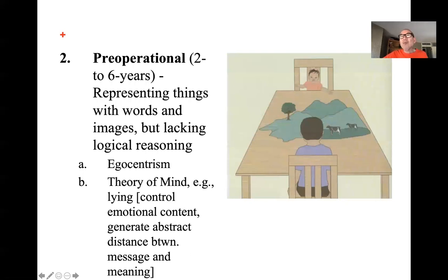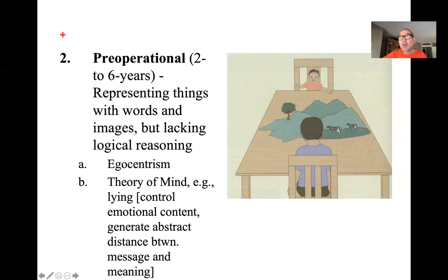The second stage is the pre-operational, and it occurs between ages 2 and 6. Now it's referred to as pre-operational because it's pre, or before, formal operations of logical reasoning. So it's right before then. It's a form of reasoning, but not the kind of logical operations which we'll get into in the third and fourth stage.